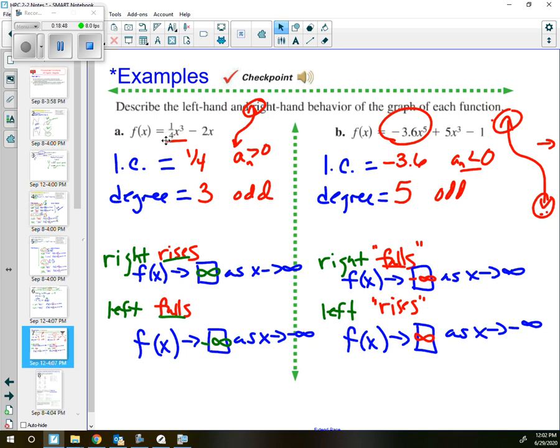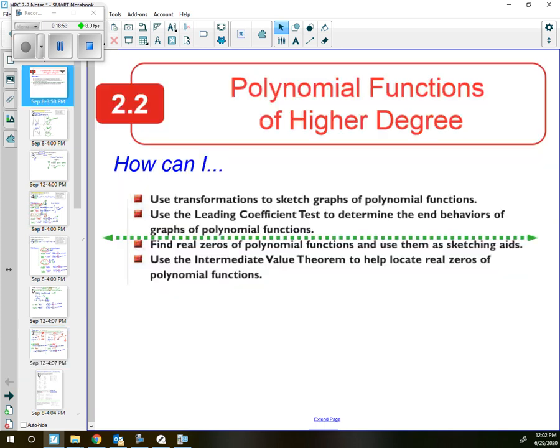So our quest today is just to be able to describe end behavior. Being able to look at, we'll go back to our essential questions, that leading coefficient test to help us have some idea of what's happening at the left and the right ends of these graphs.